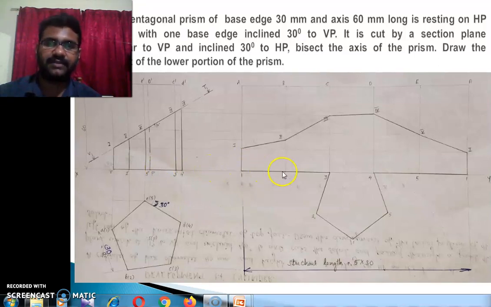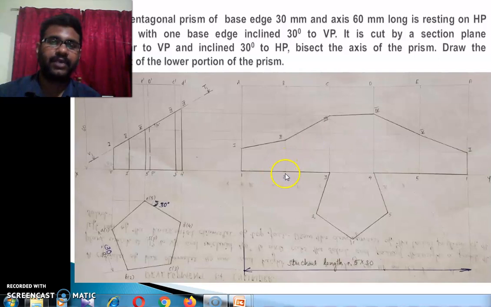Either you can extend the XY line or you can draw another line, so it is better to extend the XY line. Locate any point on that line, and complete this rectangle by taking length equal to 5 into 30, that is 150, and height equal to the height of the prism. Initially, when you draw this rectangle, you can represent all lines by using thin lines.